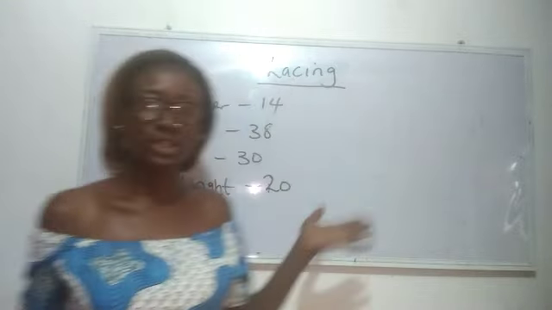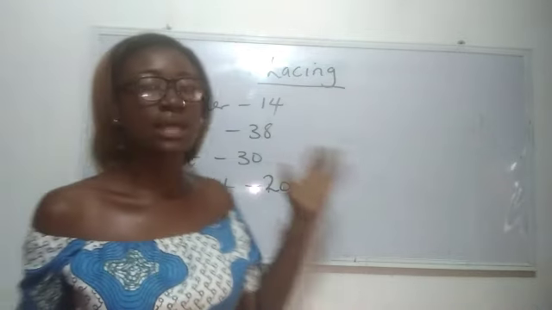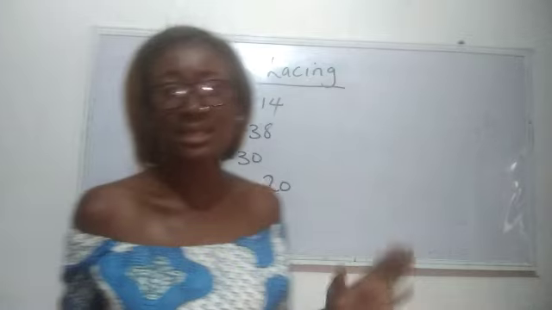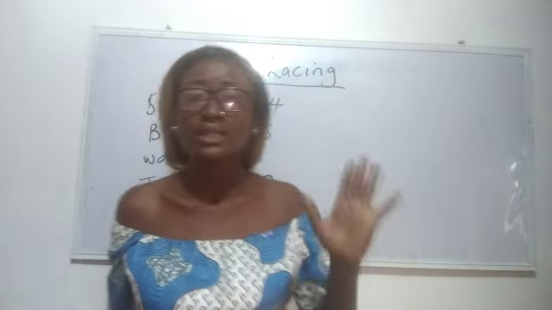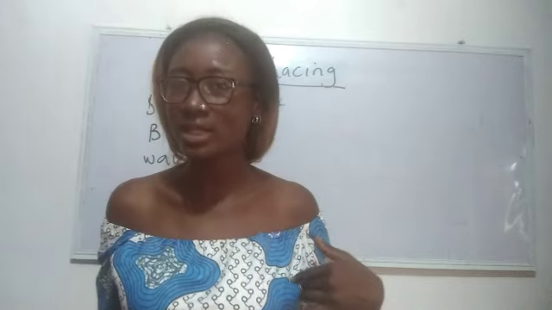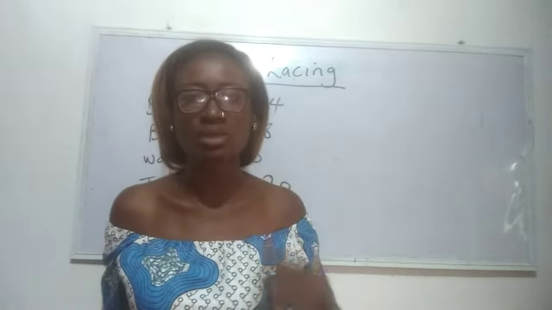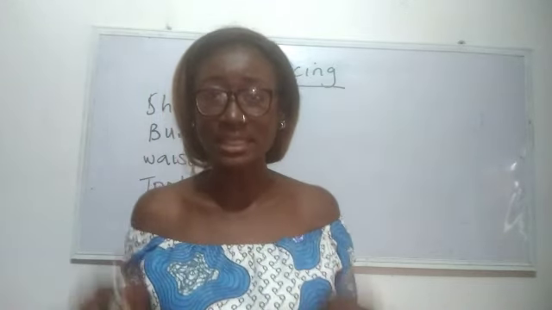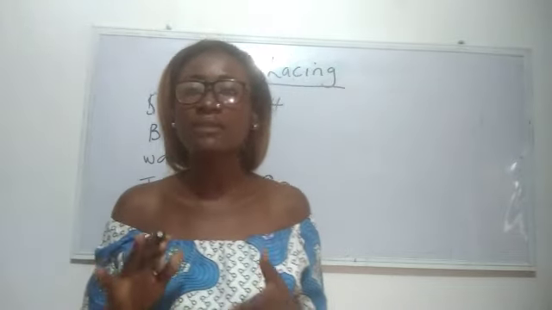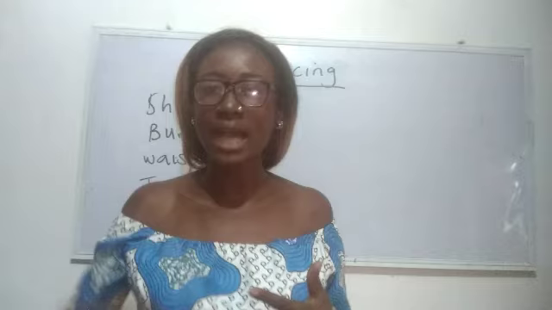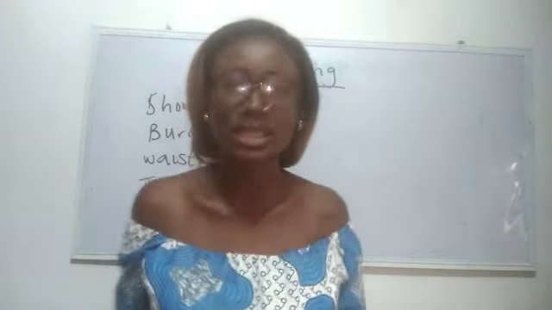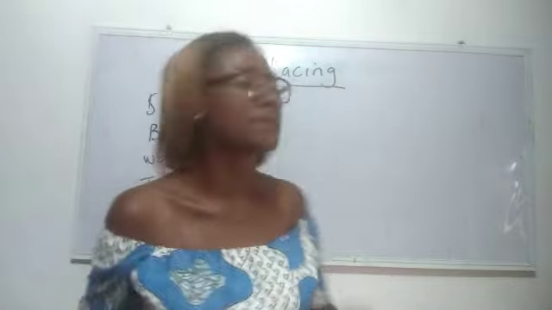So what are the basic measurements required? We have our shoulder measurement, bust measurement, waist measurement, and our top length. For today's class, like I said earlier, the lacing is at the back. For the front we have our corset. I'm not going to show you how to get your corset in this class because we have a detailed video on that. So all you have to do is click on the link and watch the detailed video on how to get your corset. So I assume that you've done that.